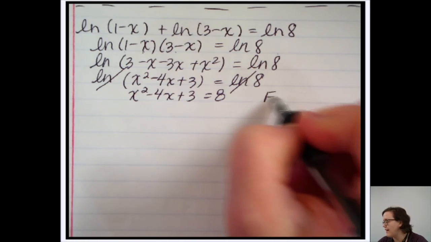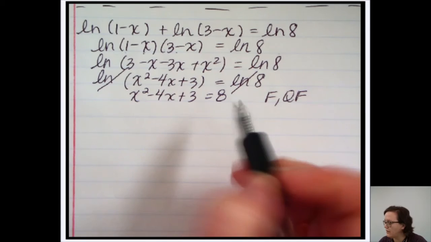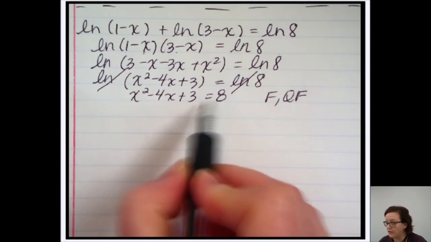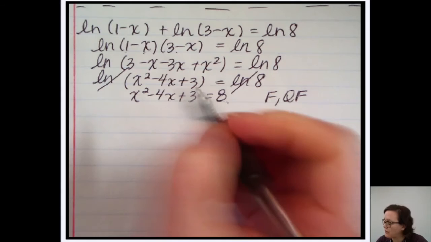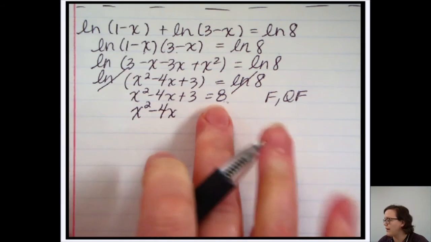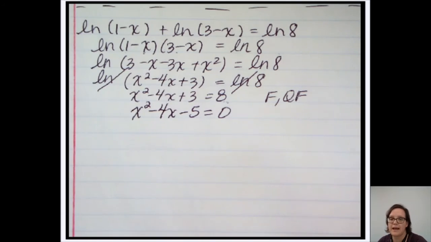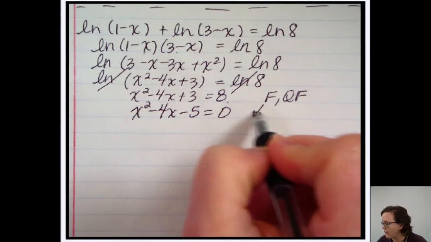So we could try to factor, quadratic formula, whatever works. Okay, except I wasn't looking, we better move that 8 over. Okay, we do want the 0 on that side. So x squared minus 4x, and if we subtract 8, we get negative 5. Now we want to factor or use a quadratic formula.